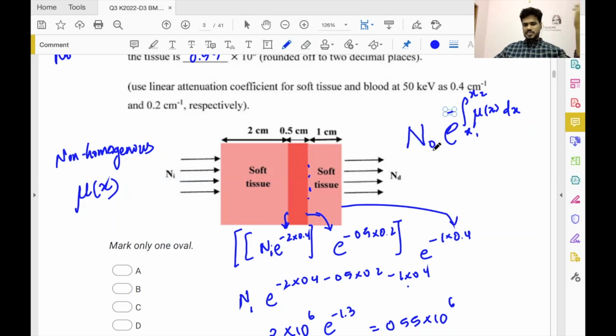If it's intensity, it's I naught. Then attenuation is this way. In fact, what I have written is I'm doing the integral from 0 to 2. That integral is this times 2 to 2.5, and then I do 2.5 to 3.5. So I have essentially applied that formula without saying that I am applying that formula.